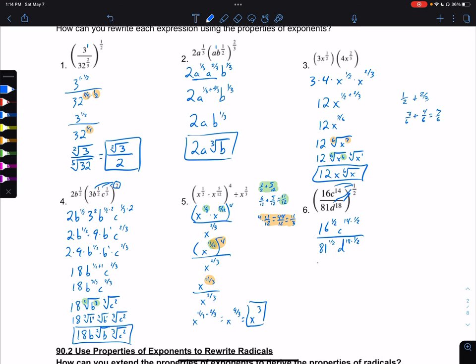16 to the 1/2, change that to the square root of 16, which we know. That's going to be c to the 7th. The square root of 81, d to the 9th. Square root of 16 we know is 4. There's nothing to do with the c value. The square root of 81 is 9. There's nothing to do with the d value. And that's it. Can't reduce that, can't simplify anything further.